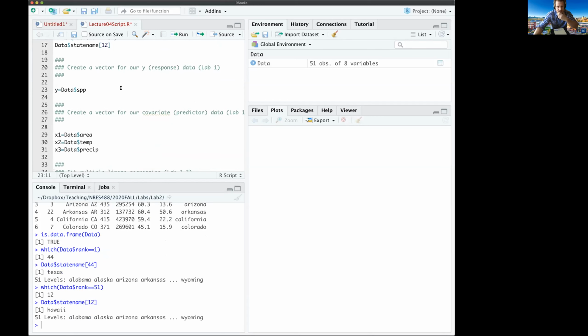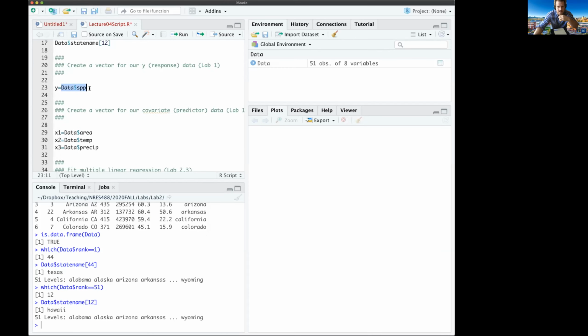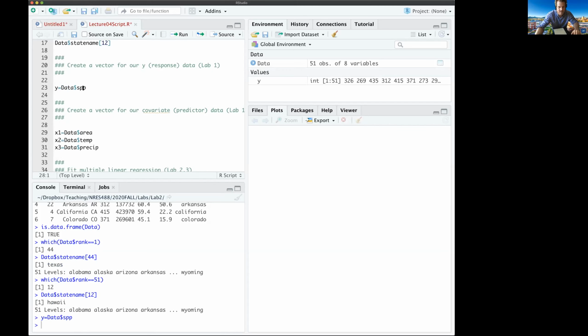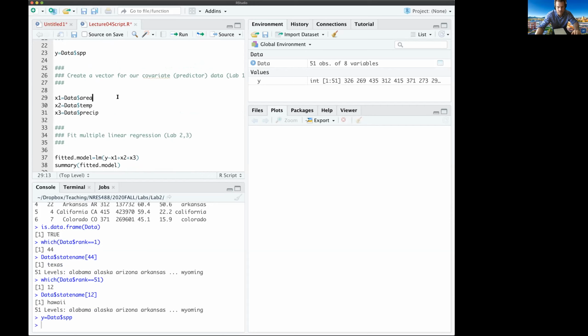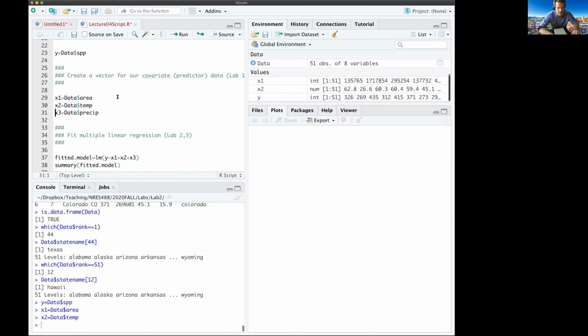All right, we can create vectors. We did this in lab 1. Here's why we might want to do this. Let's subset the column for species and call that Y. And then let's subset the 3 different covariates we're interested in: area, temp, and precip. Area is going to be X1, temp is going to be X2, and precip is going to be X3. So we're just creating vectors.